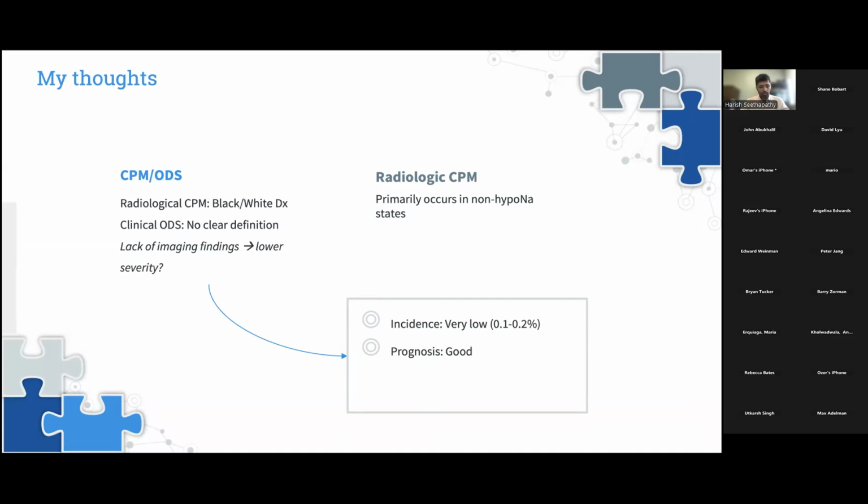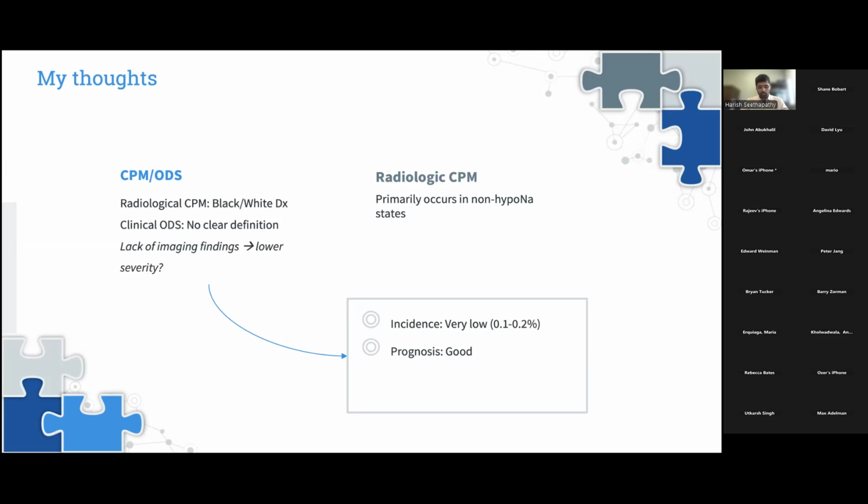So maybe that's why. But clinical ODS, I'm really suspicious of in terms of the definition of it, because there's no clear definition. Does it mean that if you don't have imaging findings, it's lower severity? It's been suggested that sometimes imaging findings happen 3 months, 6 months after. If that was the case, how do you know that it was the hyponatremia correction event that led to this diagnosis and not just the underlying factors, as has been noted in many other patients, even without hyponatremia?